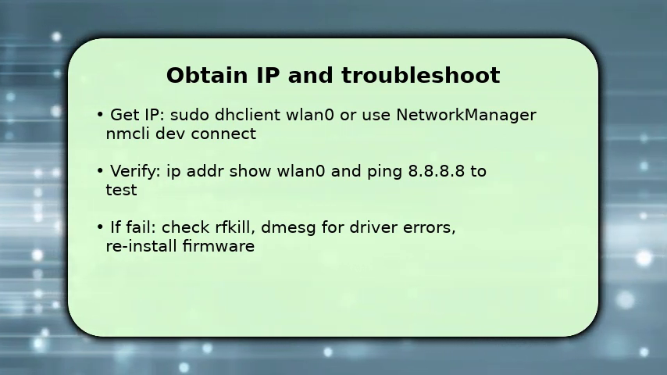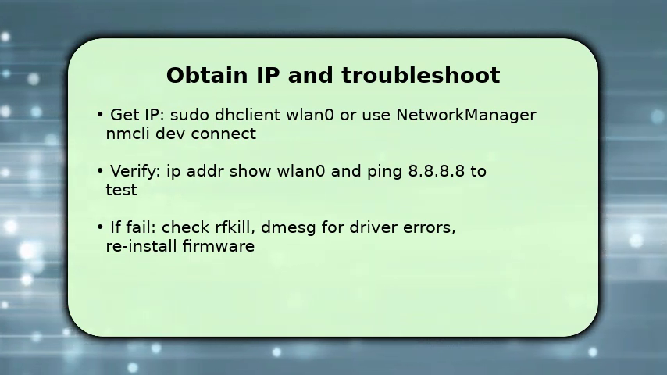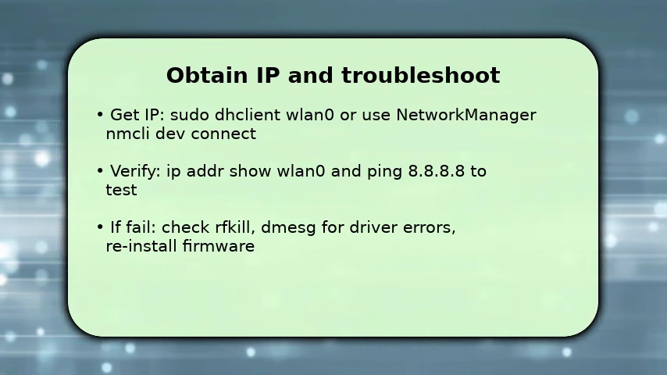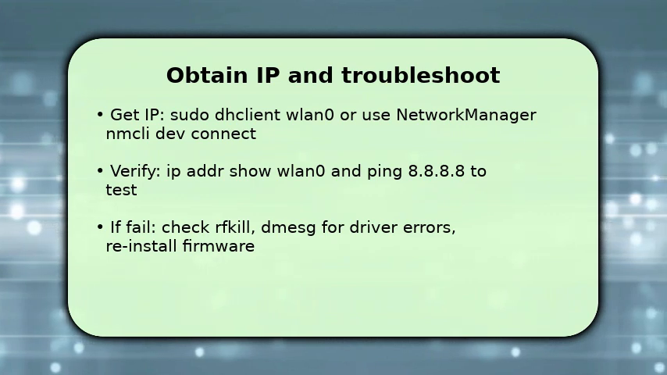If you have no link, use rfkill list to ensure wireless isn't soft or hard blocked, and inspect dmesg for driver or firmware errors. Reinstall the correct firmware if needed. Make sure to restart wpa_supplicant or Network Manager after fixes. This sequence resolves most common connection failures.